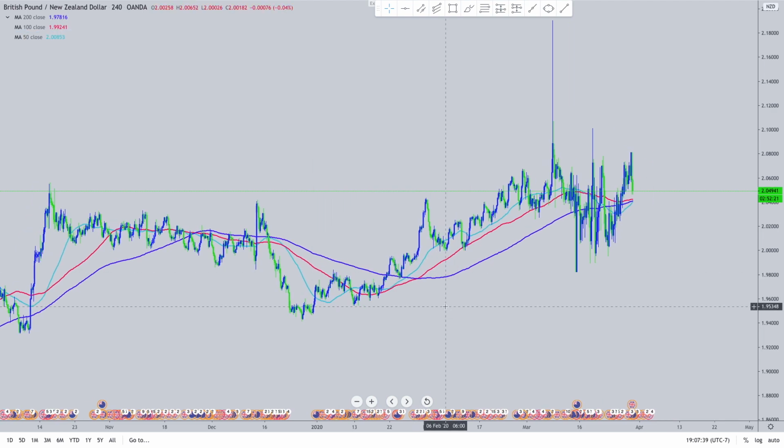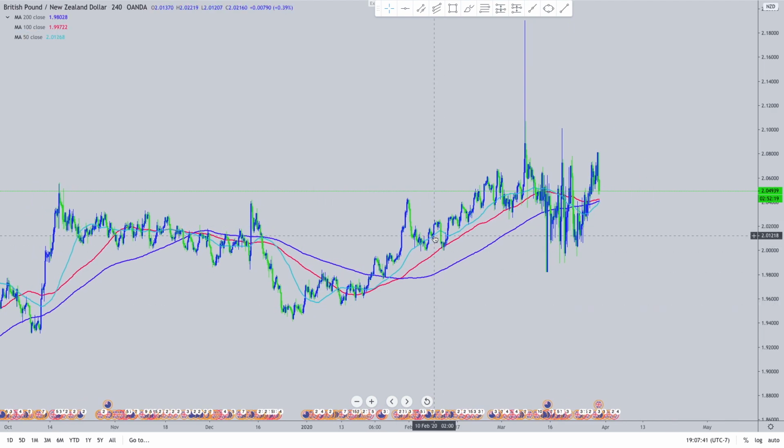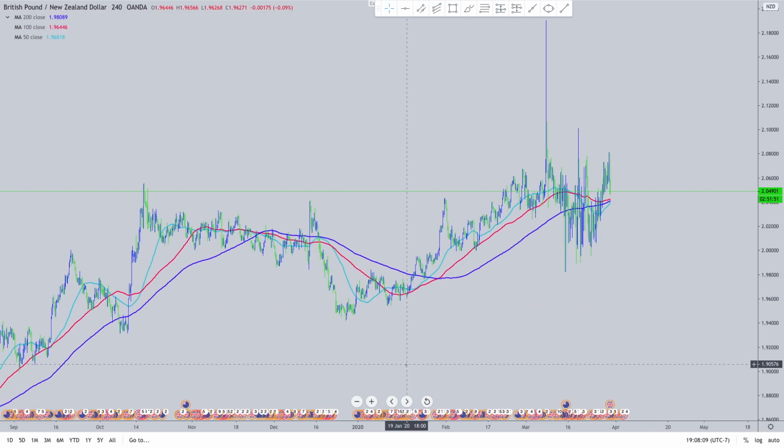These are the ones that big institutions use, big traders, especially the 200 and the 100, which are much more heavily used than the 50. That's why I always say that the 200 is the strongest, the 100 is a little less strong, and then the 50 is the least strong moving average when we're talking about using it for support and resistance. So just keep that in mind.